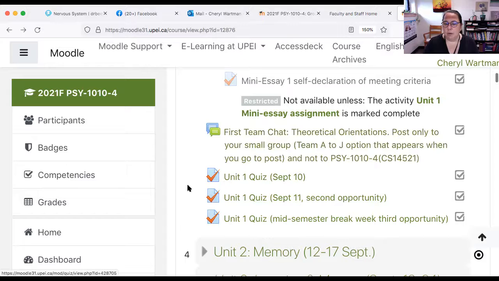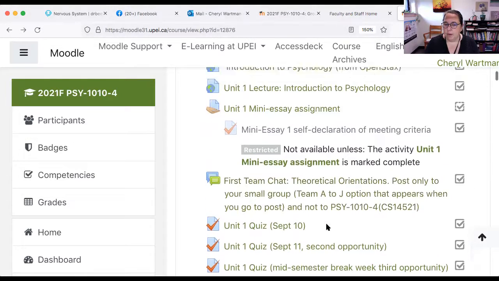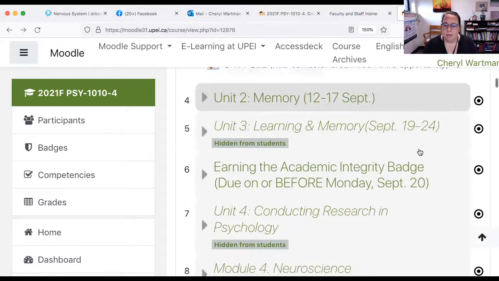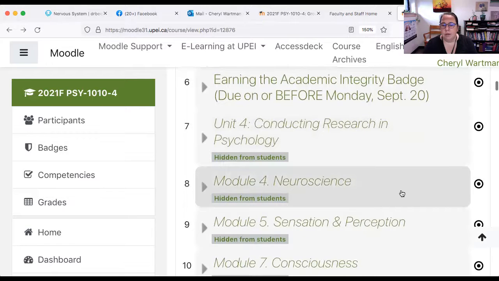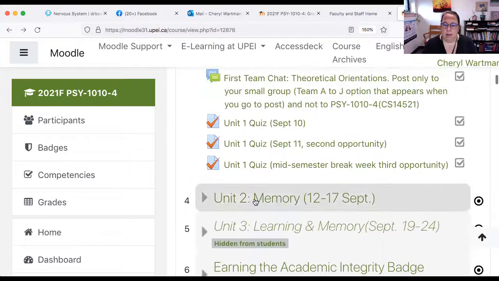And then you have your Unit 1 quizzes, okay? And that's what's due for week 1. And then we move on to Unit 2, memory. I think I'm gonna put Unit 2 as learning and memory. I was gonna slow it up, but I think when we get down to neuroscience, we may want to split that up because it's a lot of material for 1 week. So I am going to revert back and put learning and memory both in Unit 2.